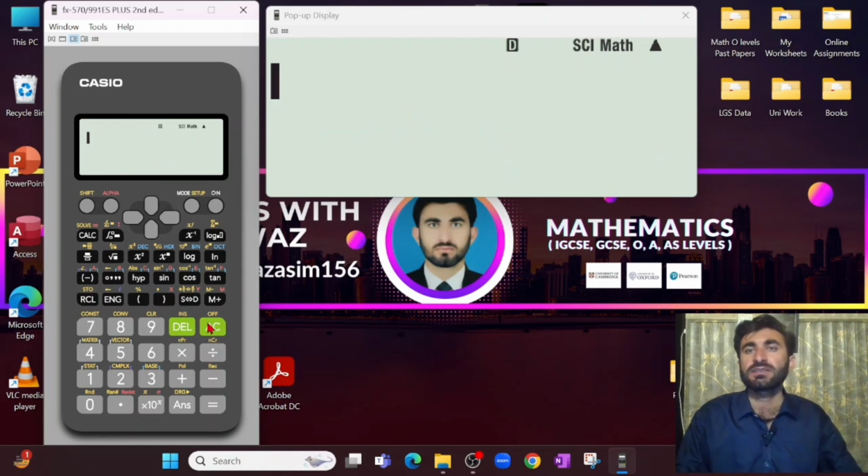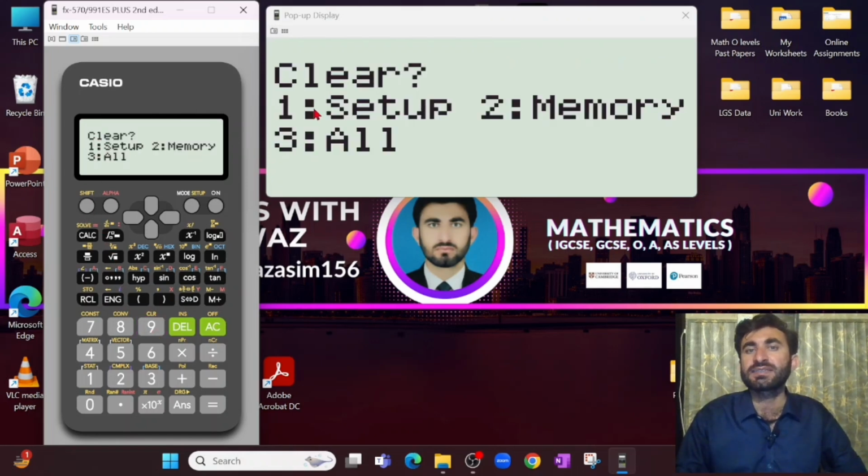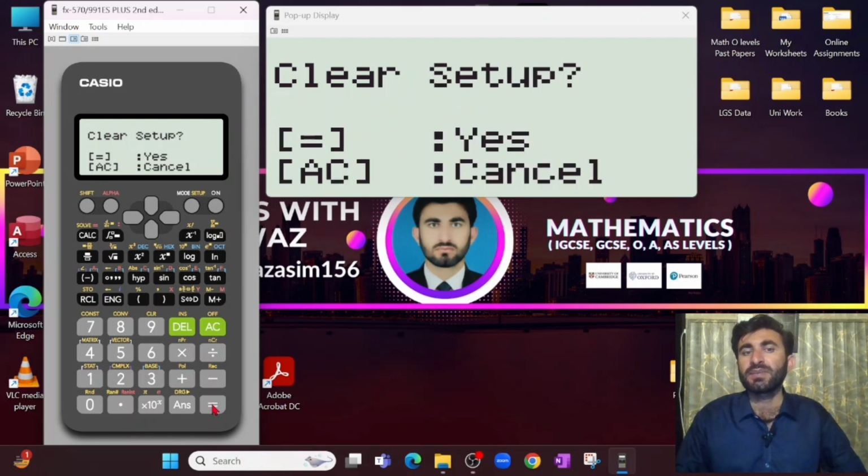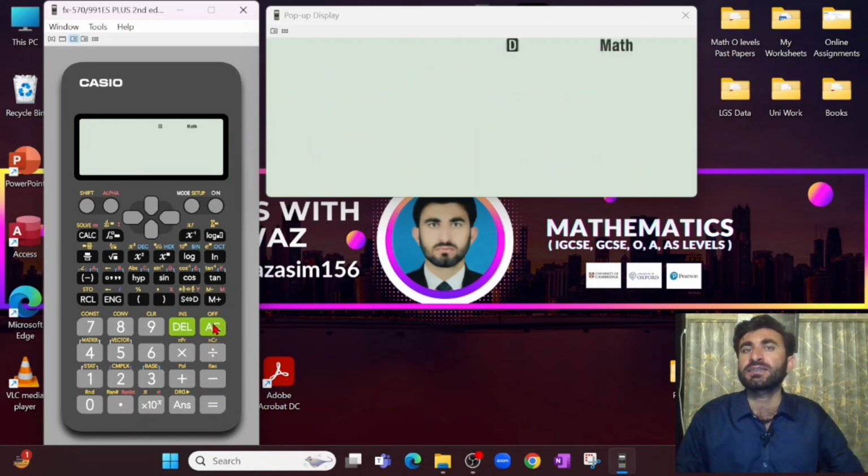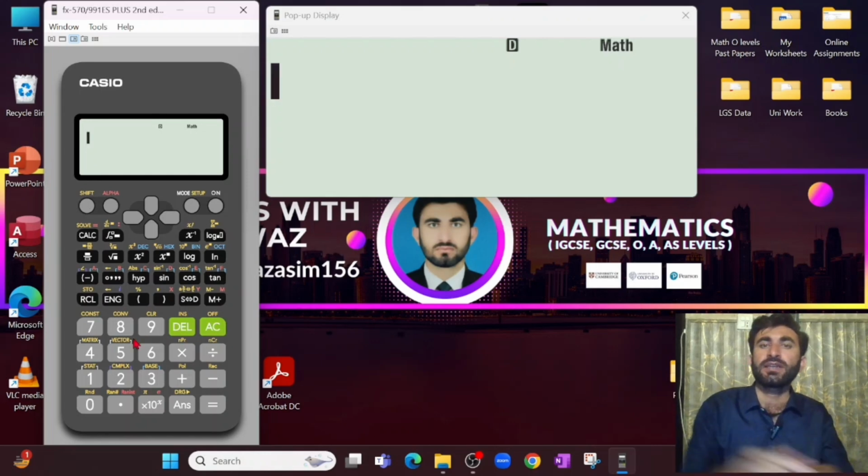But after this, every calculation will be in standard form, which is actually not required. So we clear the setup and go back to normal. Just press shift and 9. It asks to clear the setup or memory. I want to clear the setup. Press 1, then press equal to and AC, and the setup is clear. Any calculation after this will be in normal mode.